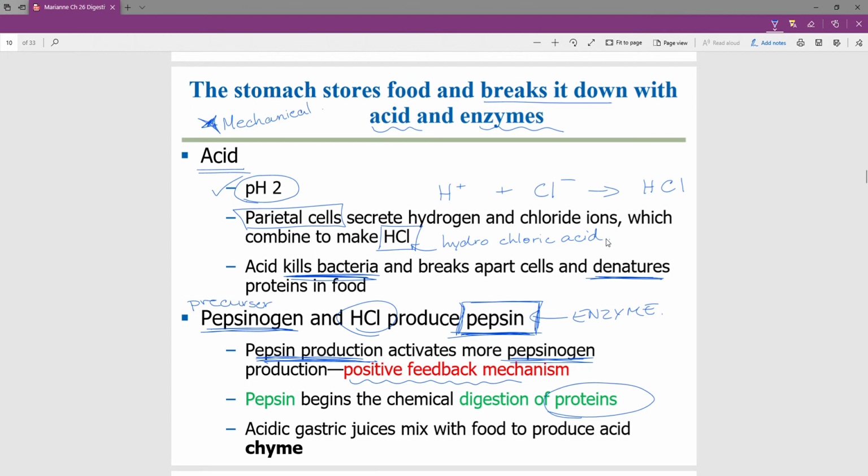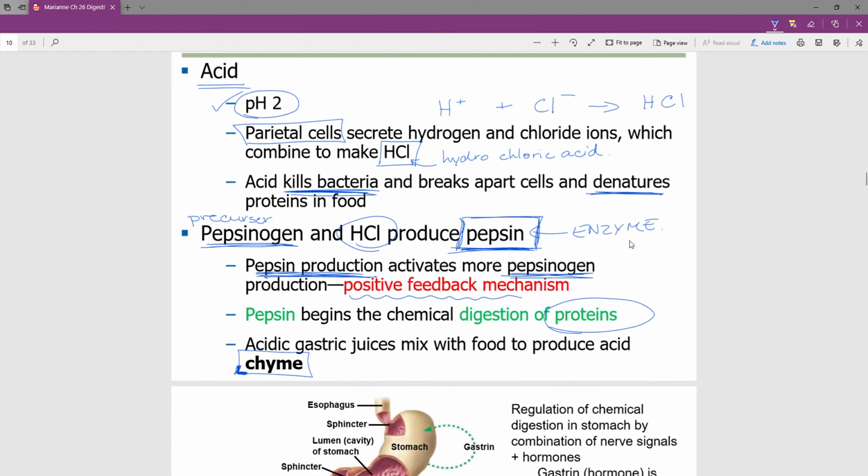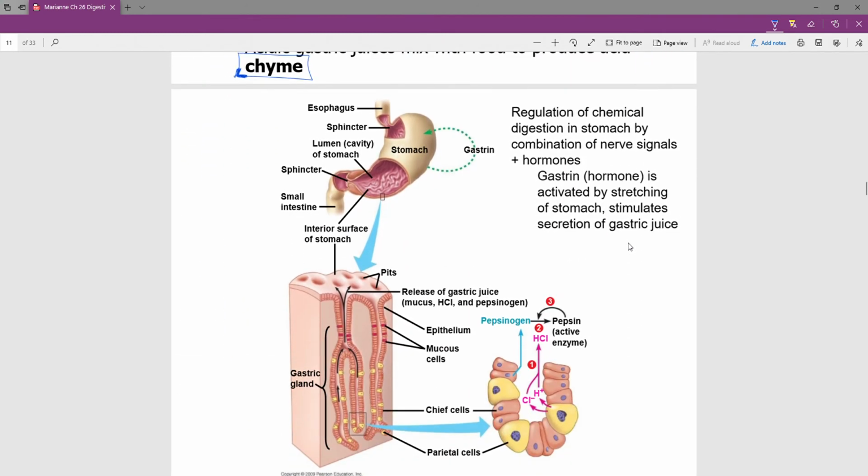The acidic gastric juices mixed with the food and the contents of your stomach are now called another kind of trigger word, chyme. So chyme is that sort of nasty bit you've all probably been familiar with if you've ever had the stomach flu or ever seen the contents of your stomach from throwing up. So anyway, that's what it's called. It's called chyme.